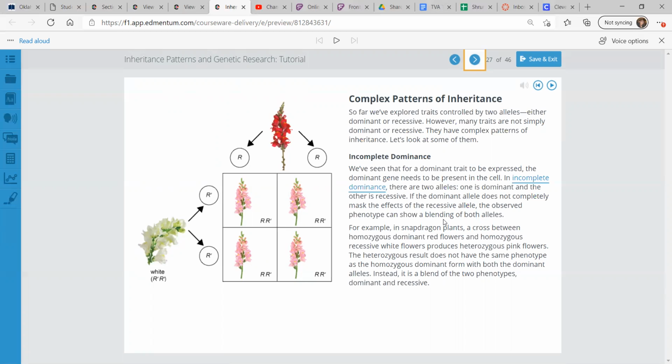Incomplete dominance. We've seen that for a dominant trait to be expressed, the dominant gene needs to be present in the cell.